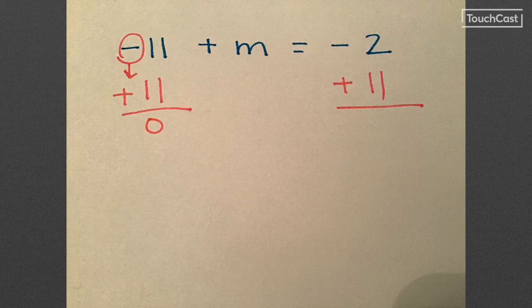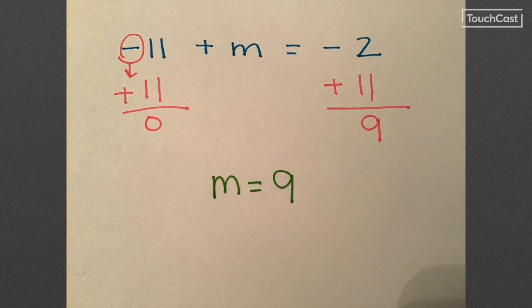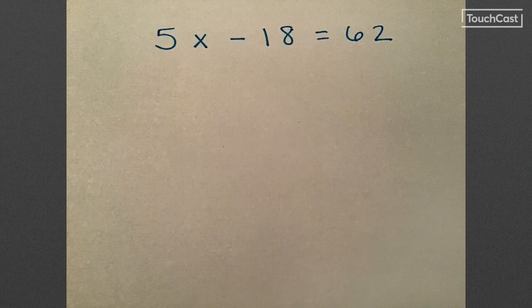We haven't really talked too much about this. Can you guys figure out what negative 2 plus 11 equals? If you picture this on a number line, we're at negative 2 and we need to count up 11 spaces. If we go up 2 spaces, we're at 0. And 11 minus 2 equals 9, so that means we have 9 more spaces to go. So m equals 9. Our last equation for today, 5x minus 18 equals 62.